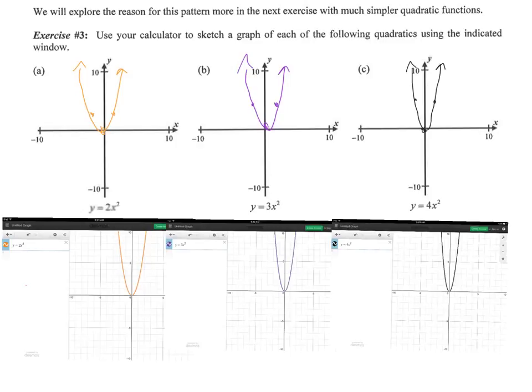So our first one went through the point 1, 2 and the point negative 1, 2. Our second graph went through the point 1, 3 and through negative 1, 3. And our third graph went through the point negative 1, 4 and 1, 4. See if you can figure out a pattern there.